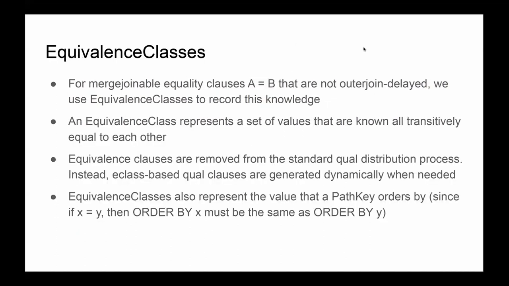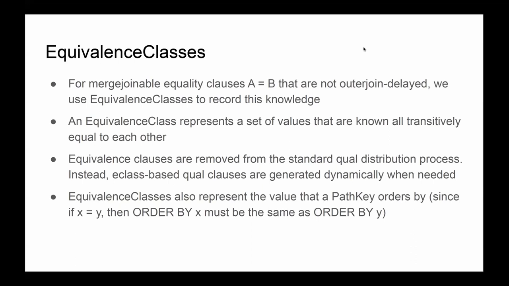Okay, let's move on. So, equivalence classes. For merge joinable equality clauses A equals B that are not outer join delayed, we use equivalence classes to record this knowledge. So an equivalence class represents a set of values that are known to be all transitively equal to each other. And equivalence clauses are removed from the standard call distribution process. Instead, E-class-based call clauses are generated dynamically when needed.